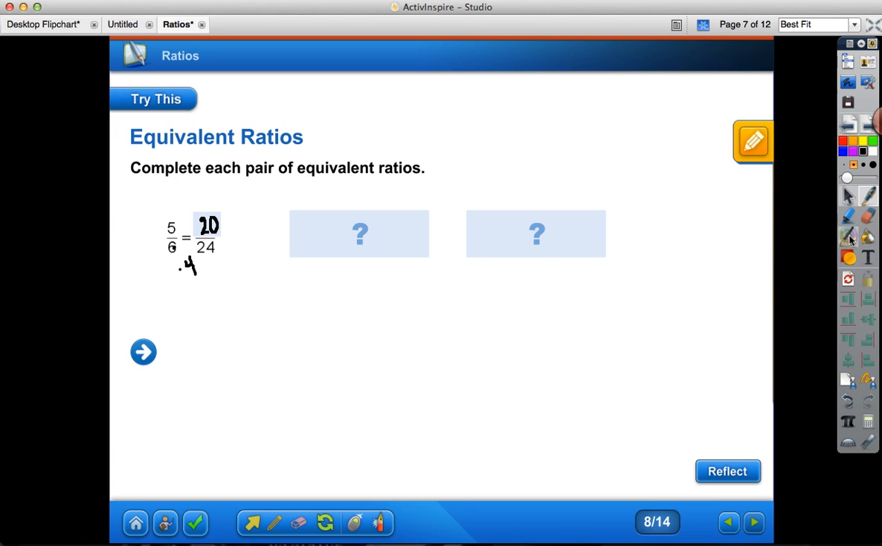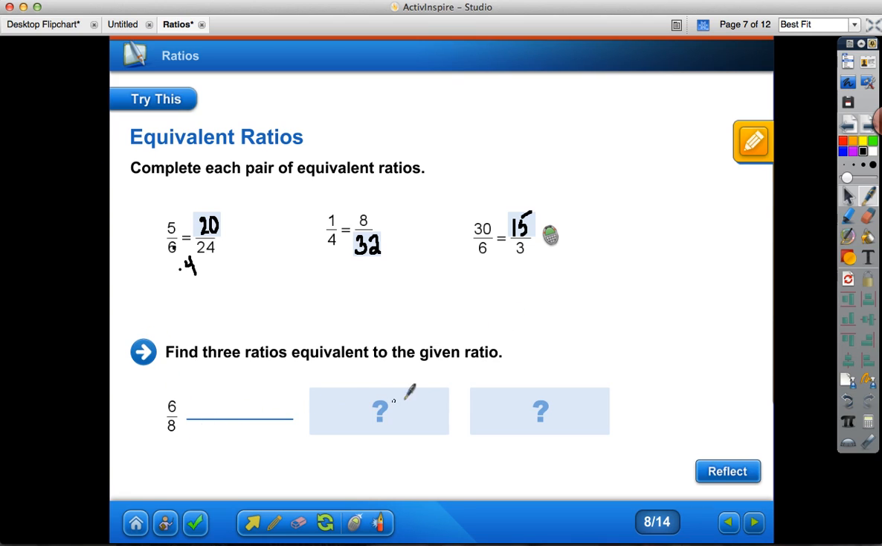So now I'm going to go ahead and erase these, and I want you to solve for these two problems. When you come back, we'll check your answer. All right, so here you should have found that you multiplied by 8, so you should have gotten 32. And here you actually divided by 2, so you should have gotten 15.